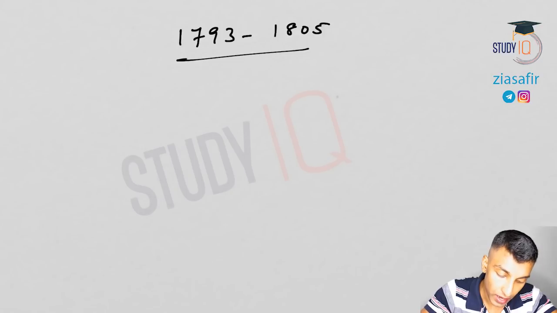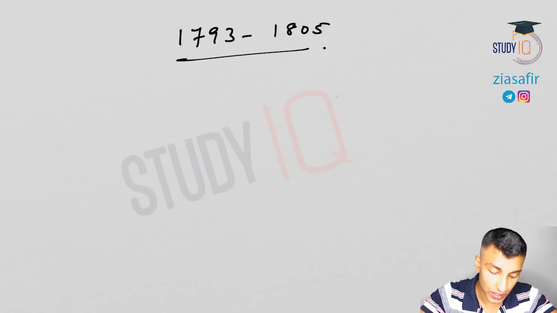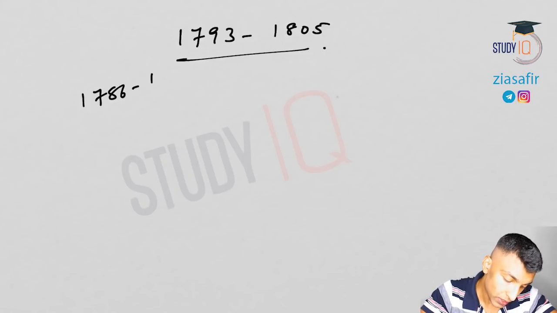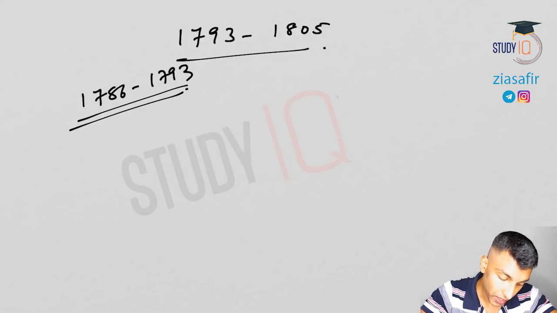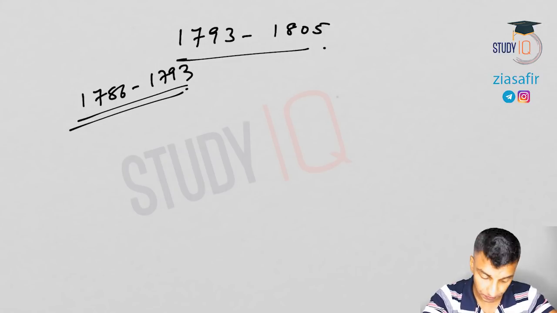In this session, we are going to talk about the period between 1793 to 1805, okay? So in the previous session, we have discussed about Lord Cornwallis from 1786 to 1793. So this period we have already covered in the previous session.